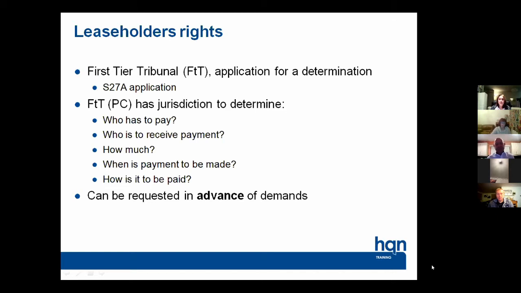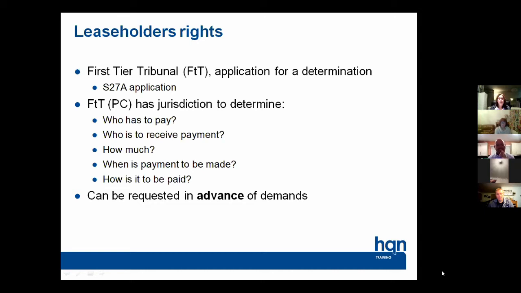And they can determine all of those in advance of the demands, or rather in advance of incurring costs. So on estimate, you can make an application to the tribunal because you're not happy with the estimate. You can go based on the estimate. You don't have to wait for the final account and the final spend figures. If you don't like the estimate, you can.